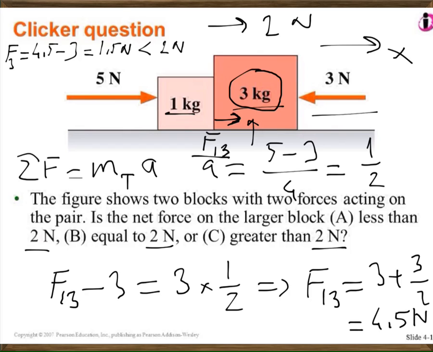What can you say about the net force on the smaller block? Is it larger than 2? On the 1 kilogram mass, to find the net force acting on the 1 kilogram body, what other force must be taken into account on F1? There is one force which is 5 newtons, okay? And what is the other force on F1, on the first block?